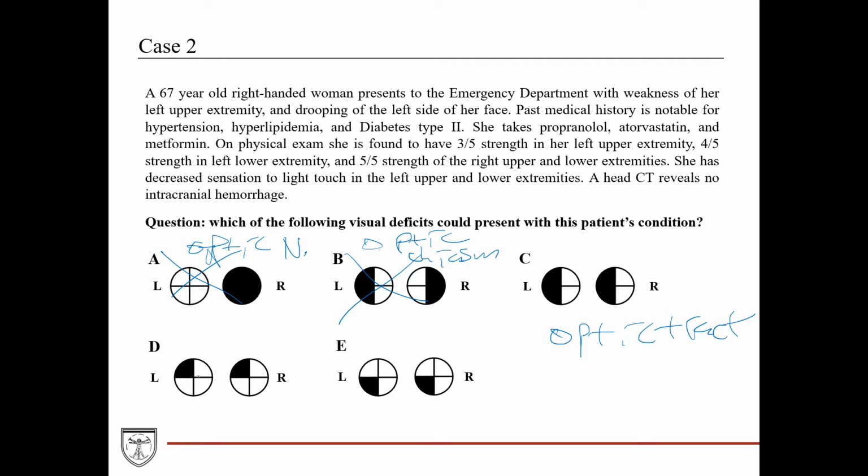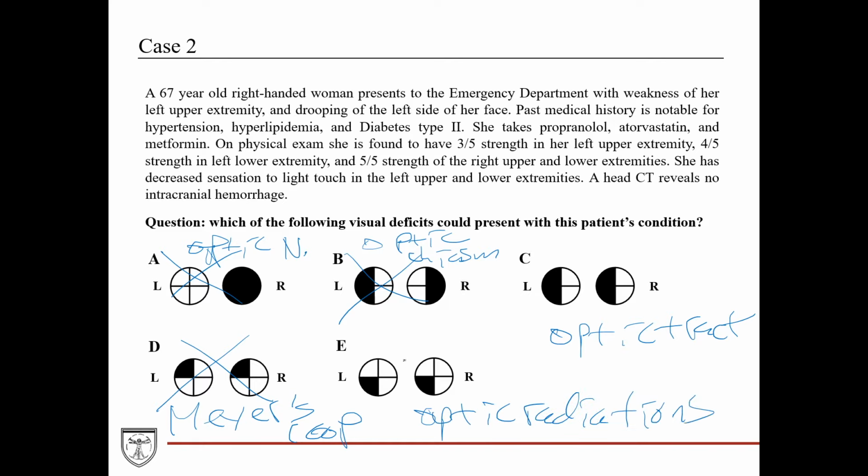And then this would be a left superior quadrantanopia, and this would correspond to Meyer's loop. So that's definitely not the answer. And this would be a left inferior quadrantanopia, so this would be optic radiations. And again, it doesn't seem like it's a parietal lobe.